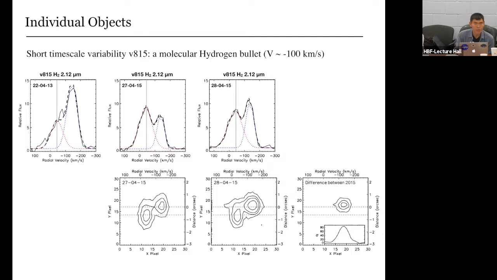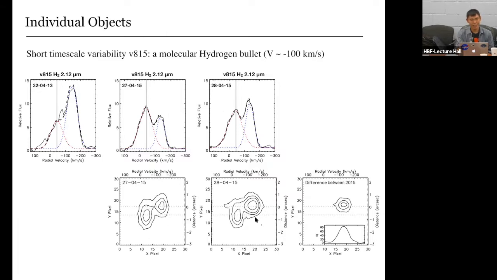So, I'm going to show you a few individual objects. One of them is V8.5. We actually observed a molecular hydrogen bullet on this object. In the middle, the plot here is the first night in 2015 and the second night in 2015. From both nights we have double Gaussian profiles of these lines, but you can see the low velocity component is quite stable between these two days, but the high velocity component changed a lot.